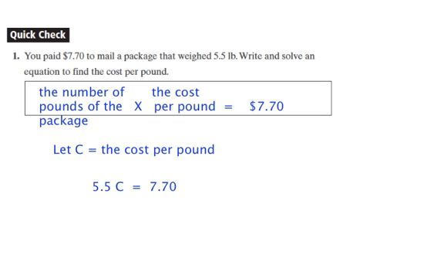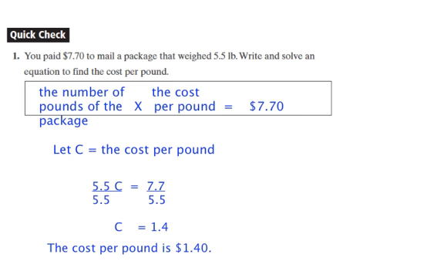You're going to divide both sides by 5.5. On the left-hand side, the 5.5s cancel each other out, and you're left with C. On the right-hand side, you have $7.70 divided by 5.5, which is 1.4. So the cost per pound is $1.40.